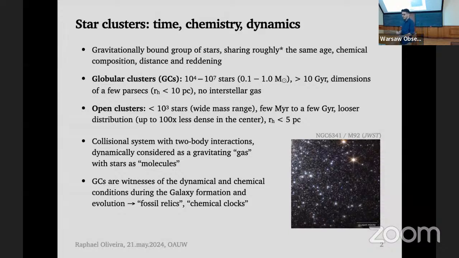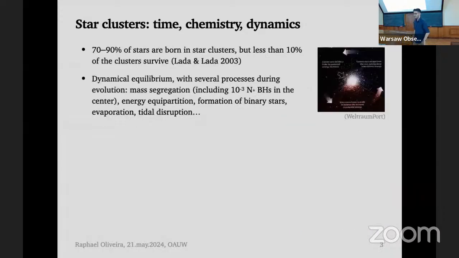Open clusters are more used to map the disk of the galaxy, so the spiral arms and so on. And since globular clusters are much older, we usually call them fossil relics or chemical clocks, since they record the conditions of the galaxy at the moment of their formation.